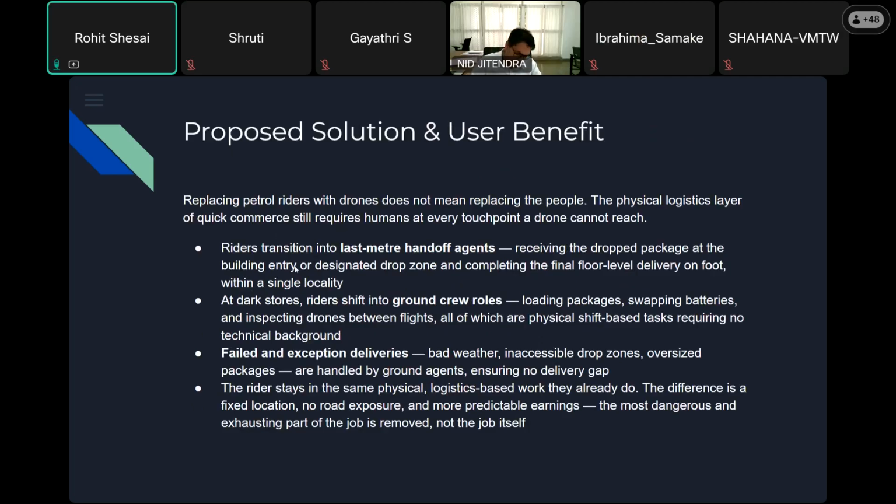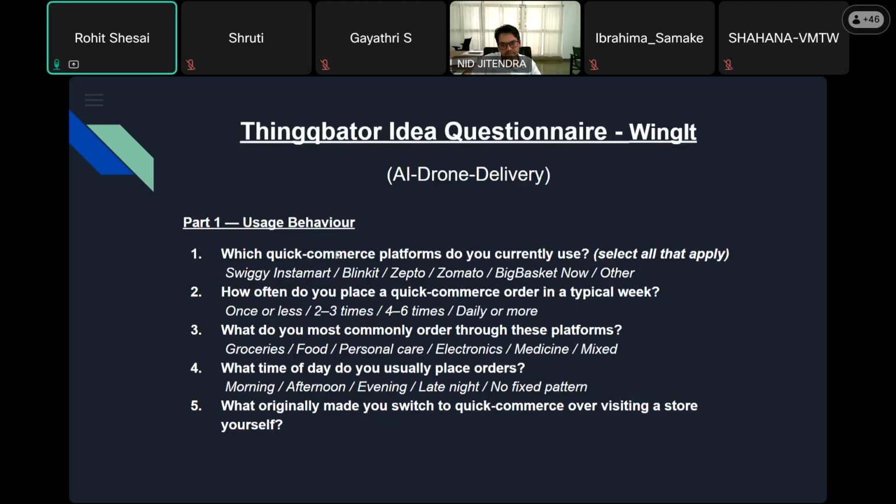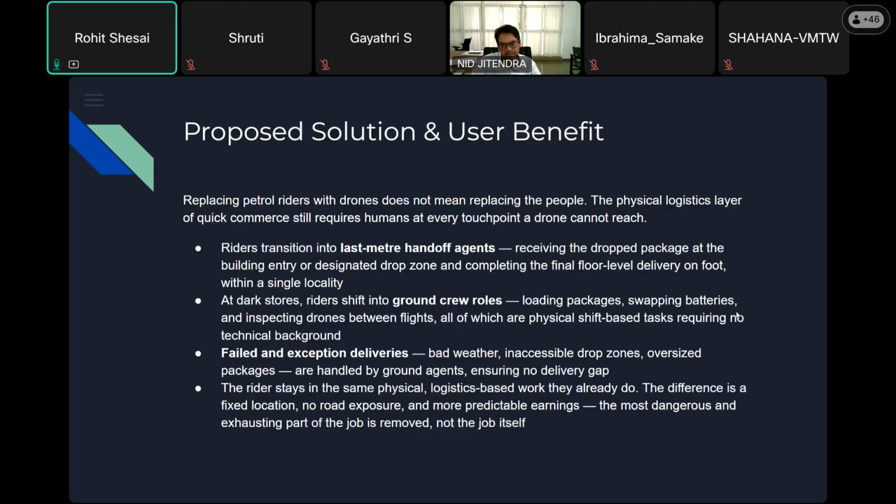The drones will be autonomous, but they wouldn't autonomously go and deliver the parcel or package directly to the customer. There will be last meter handoff agents who will receive the dropped package, and then they will deliver on foot within a single locality. And yeah, they can shift into ground crew roles too, like loading packages and maintaining drone maintenance teams, and like that.